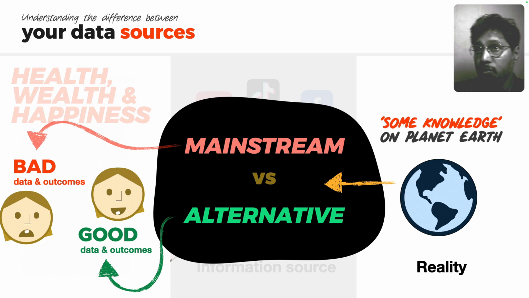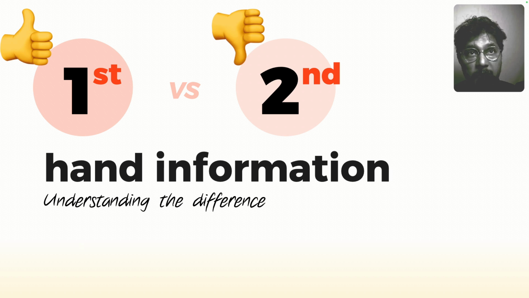So again, you need some knowledge. In the society that you live in, you get knowledge from your society, and bad knowledge or bad data can get you bad outcomes. Your whole goal here is health, wealth, and happiness. But if you get bad data, that gives you bad outcomes. So that's it basically. First hand and second hand information, and data sources: alternative, mainstream.